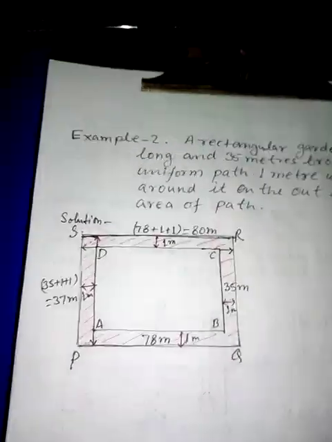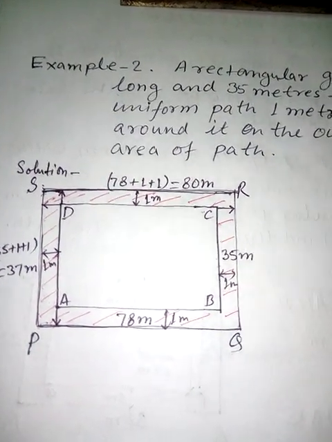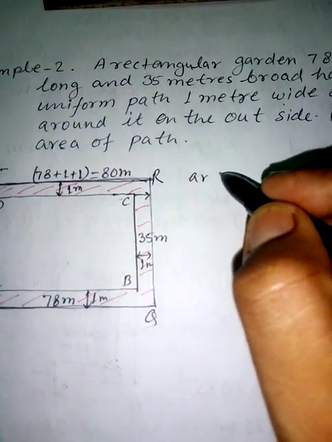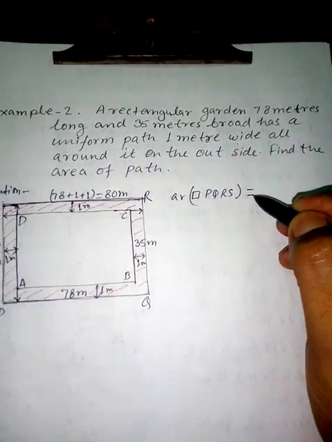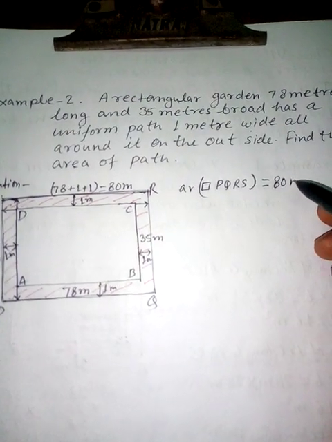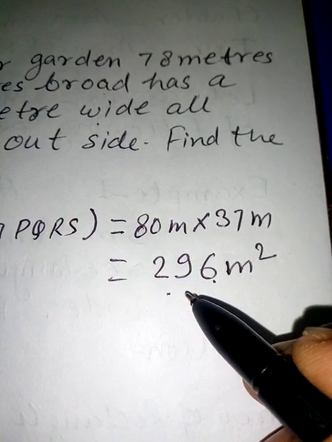So first of all we have to find out the area of bigger rectangle, that is area of rectangle PQRS is 80 meter into 37 meter. That will be 2960 meter square.